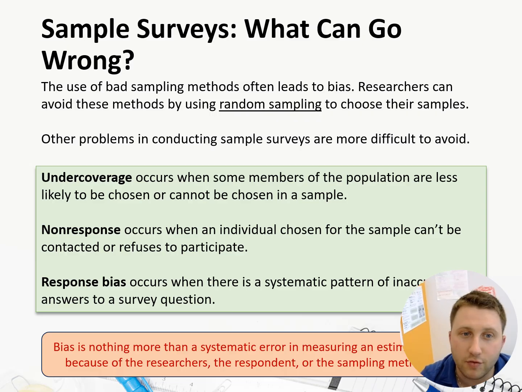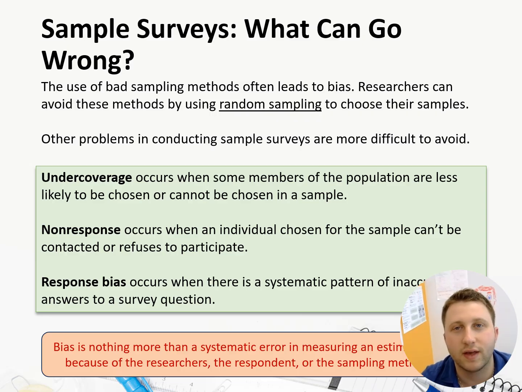There's undercoverage, which is when certain members of the population are harder to reach than others, so they end up being underrepresented in your sample. There's non-response, which is when some individuals choose not to respond even though they've been selected randomly. Again, this can be a problem if several in your initial sample choose to go this route and they share similarities. And then finally, response bias, which is sort of a big catch-all.